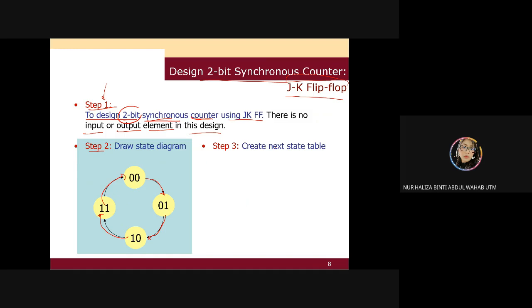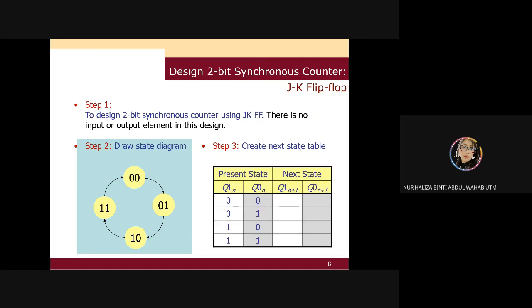After that, you need to create the next state table. For this part, if you have the condition of your Qn 0, 0, what will happen for your Qn plus 1? You're going to go to 0, 1. And then you have, what else? 0, 1. And then you go to 1, 0. 1, 0. And then you go to 1, 1. So 1, 1, you're going to go to 0, 0. So you need to have all these situations and create the next state table summarization.